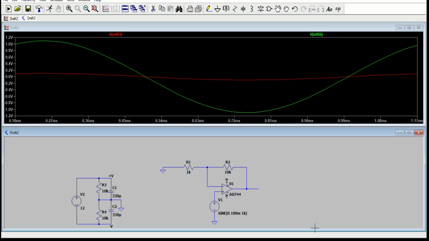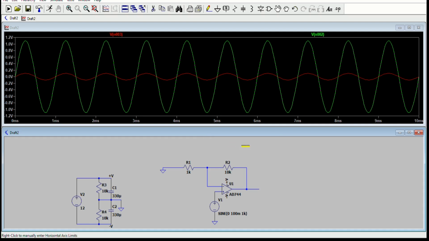So yeah, that's basically how you would do something like this. And as you can see, the peaks and the troughs line up with each other. And that's what the non-inverting amplifier looks like.